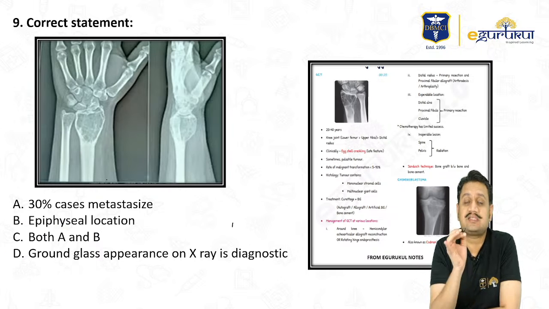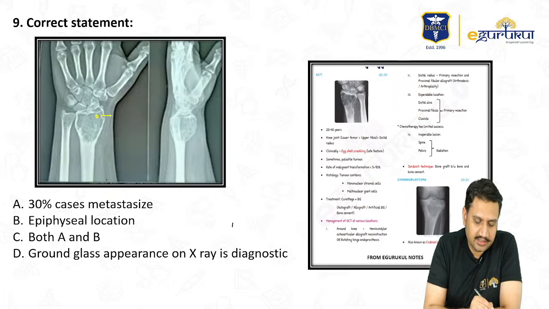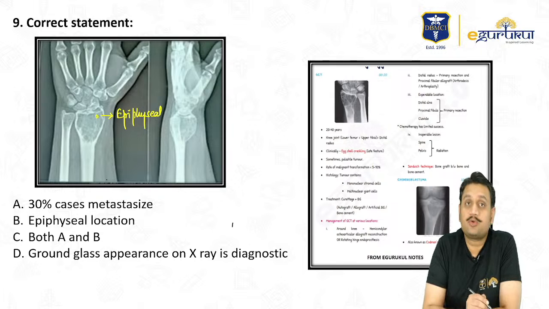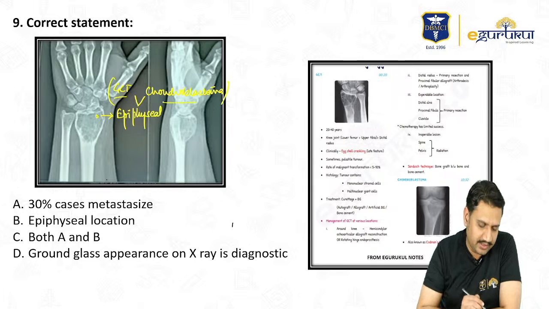Because we always discuss in the classroom that the first thing to be seen in any bone tumor is the location, and here the location is epiphyseal, right? Epiphyseal tumors are only two. One is GCT, and the other is the chondroblastoma, isn't it? The giant cell tumor and the chondroblastoma. So GCT and chondroblastoma. Okay.